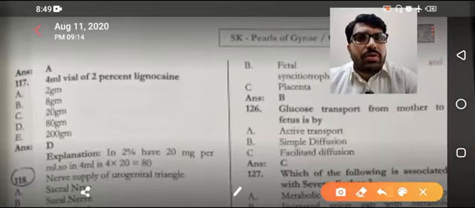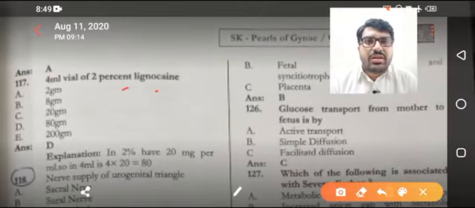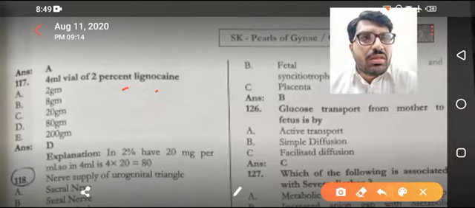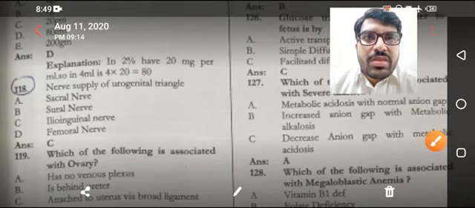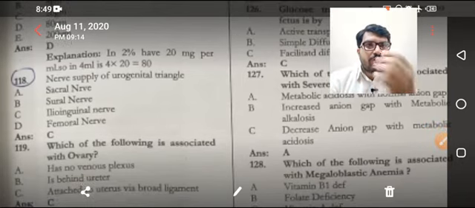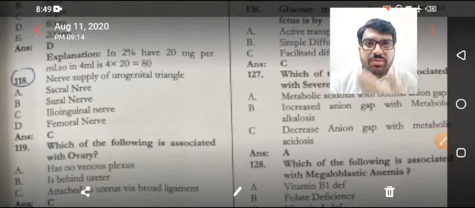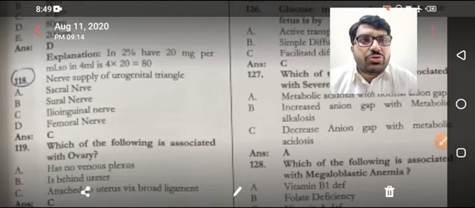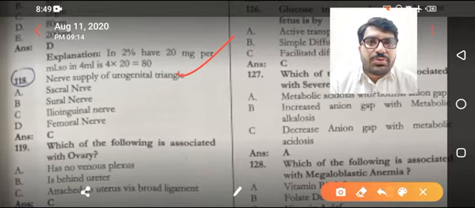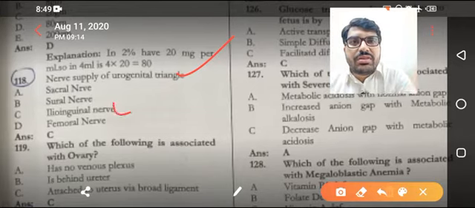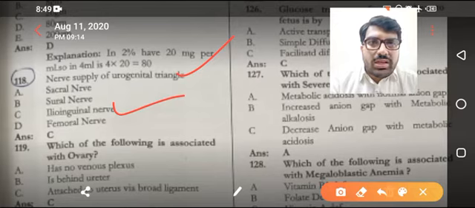Now coming toward this thing already discussed in detail, the answer is D. Repeat it again and again, and the calculation is right, and I have given the formula for how to calculate this in my previous lecture. Nerve supply of the urogenital triangle: that is the pudendal nerve. If that is not in the options, then the right option is the ilioinguinal nerve. Now there is another MCQ.